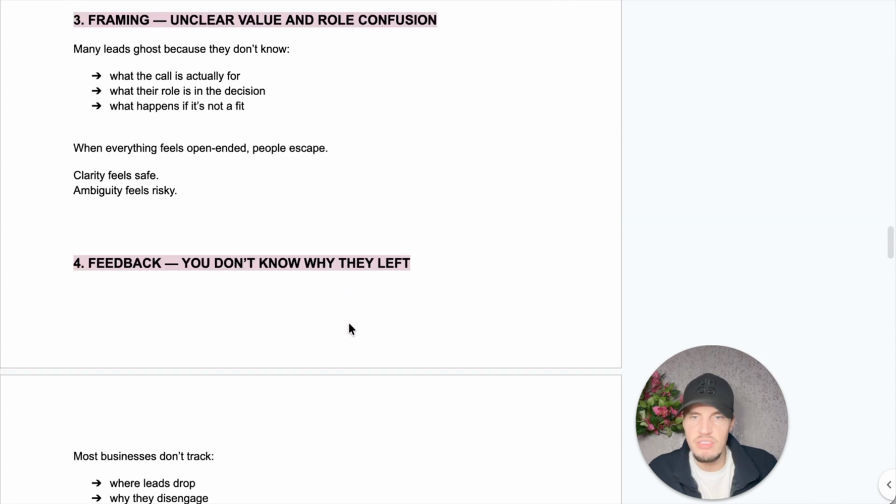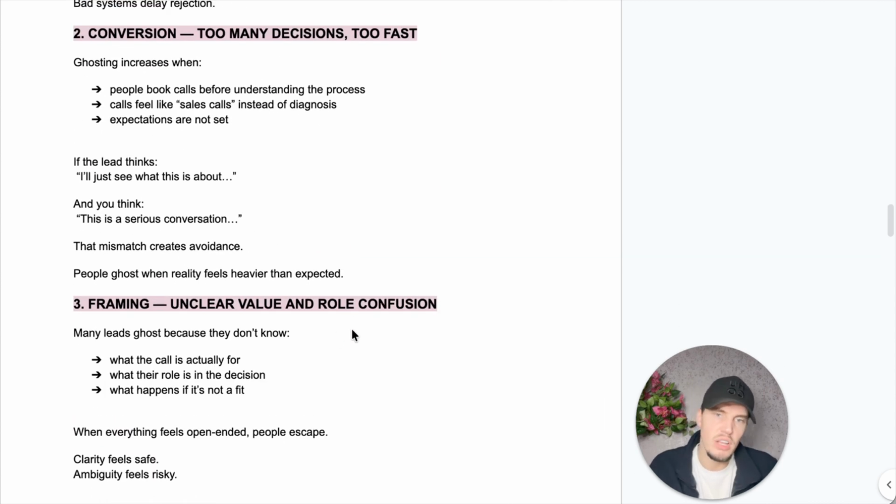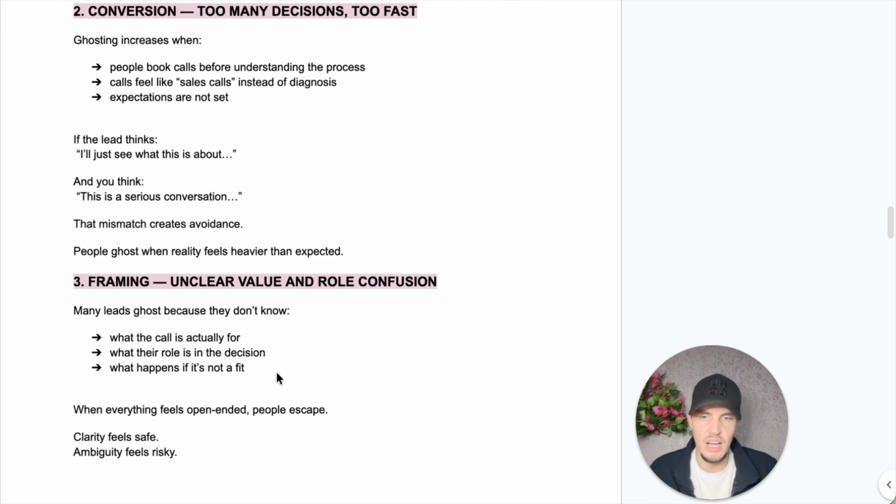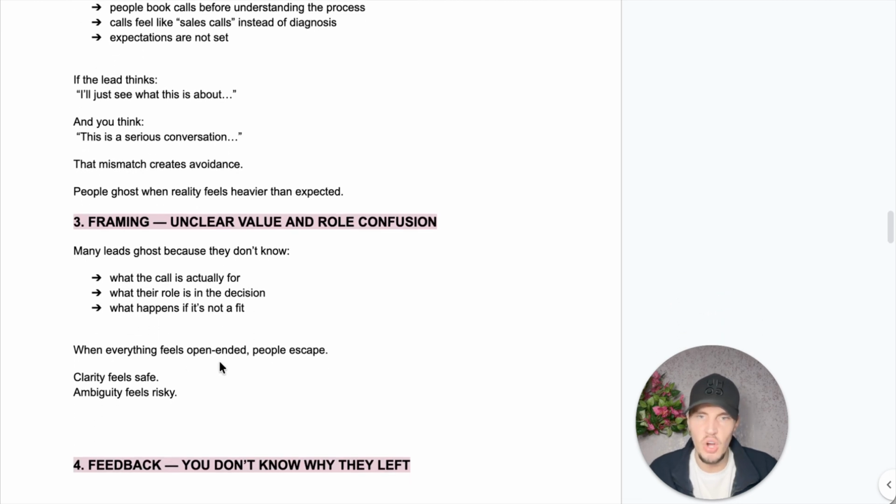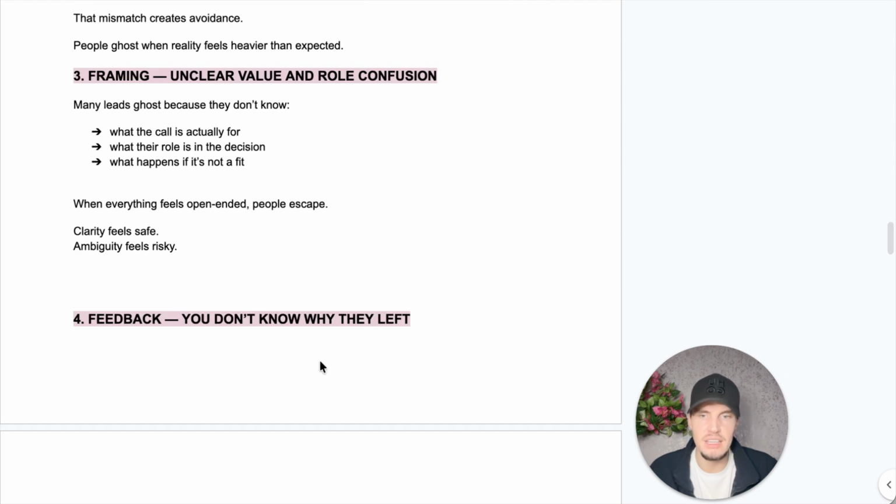Layer three, framing. Unclear value and role confusion. Many leads ghost because they don't know what the call is actually for, what their role is in the decision, and what happens if this is not a great fit. When everything feels open-ended, people escape. Clarity feels safe, ambiguity feels risky.